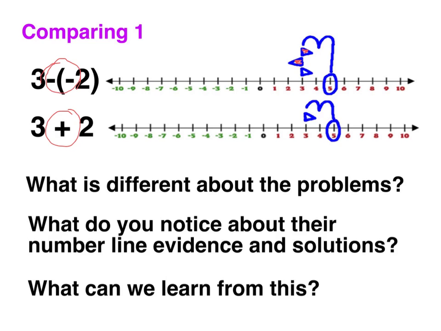We moved forward in the positive direction 2 spaces, and we ended up at 5. So what we can notice about this is their solutions are the same. What can we learn from this? Well, we can learn that subtracting a negative is equivalent to adding a positive. So I'm just going to write: subtracting a negative is equal to adding a positive.